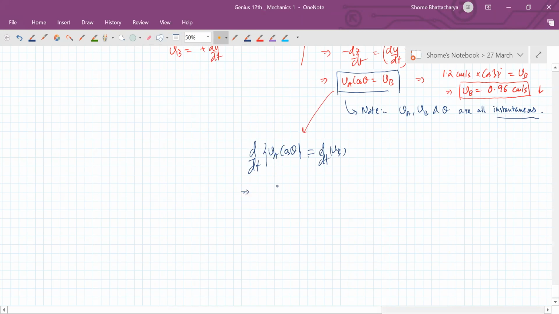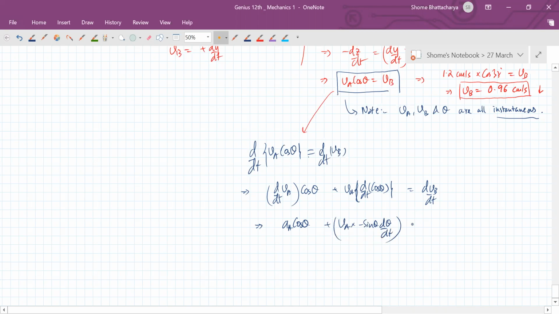So this will become rate of change of VA into cos theta plus VA into rate of change of cos theta is equal to rate of change of VB. Now this we can see is nothing but acceleration of A, but this term will become minus sine theta d theta by dt. That should be equal to acceleration of B. So this we have to now figure out.